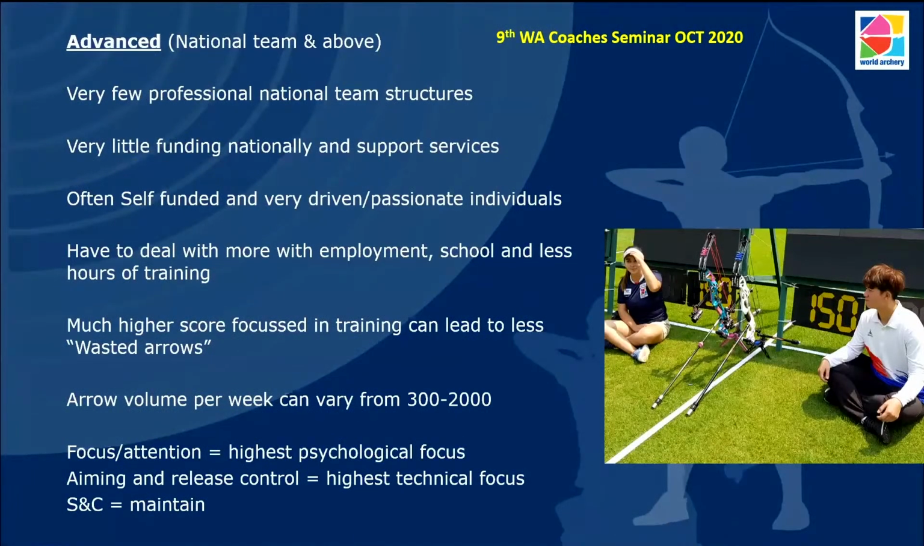So, moving on to the more advanced level athletes. This is a national team member and above. These are those that are shooting, say, World Cups and professionally around the world. There are very few professional team structures that exist around the world. That's just the nature of the compound sport, unfortunately. Hopefully that will continue to improve. There are some archers around the world that are getting support, but typically there's very little funding and support services for these athletes. And as we discussed in the beginning of this presentation, there is less information that you can find from organizations around compound, but it is improving and getting better.